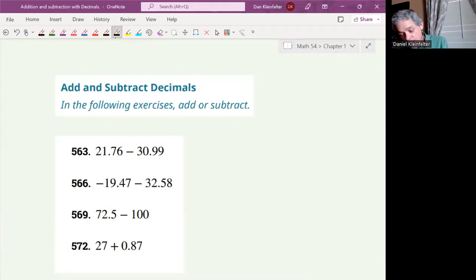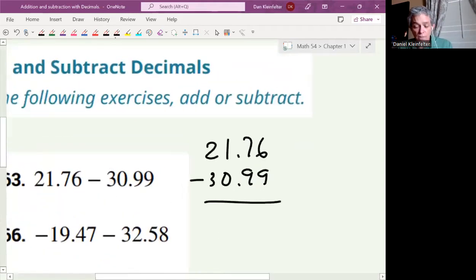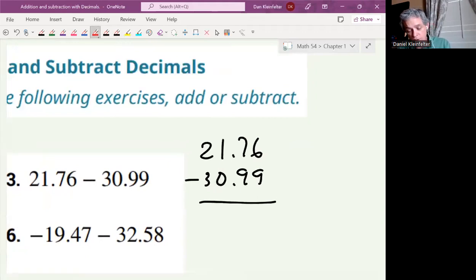So let's try 563, which is 21 and 76/100ths. And we're going to subtract from that 30 and 99 hundredths. So here, if these were whole numbers, then we would have to borrow for sure, right? So we'll take that 7, we'll lower it to a 6, and bring over 10. That makes 16. 16 minus 9 is 7.